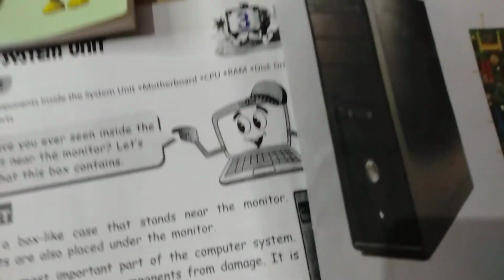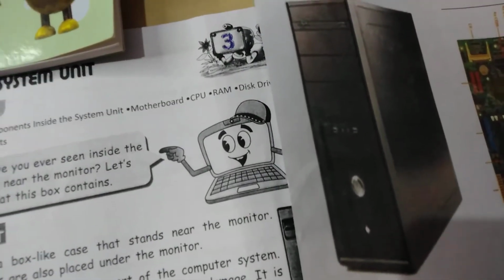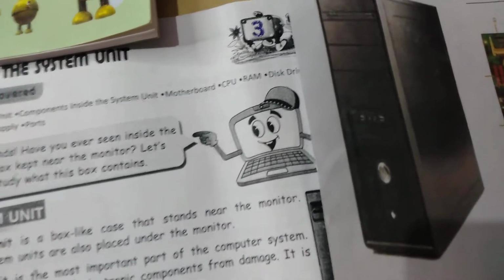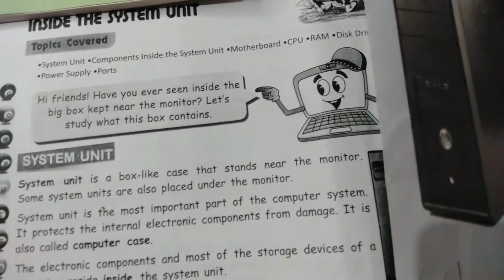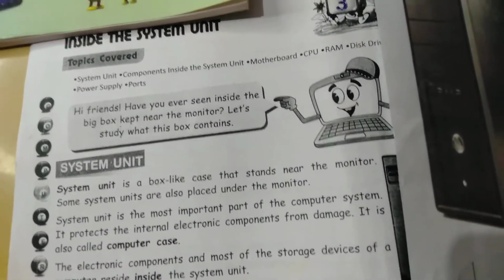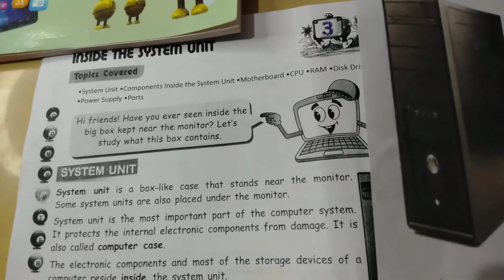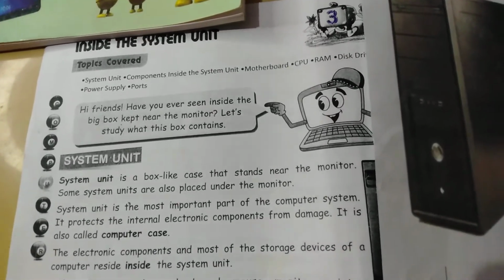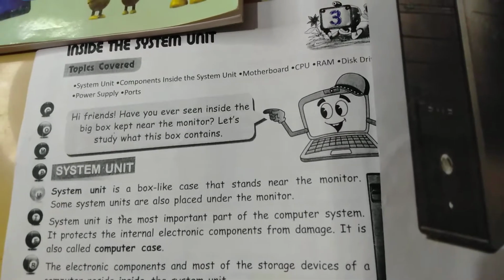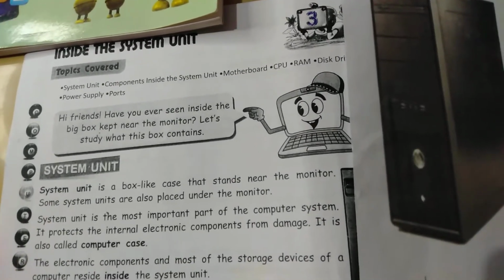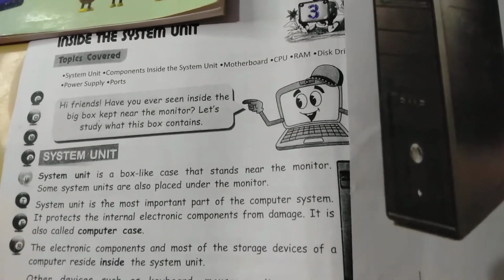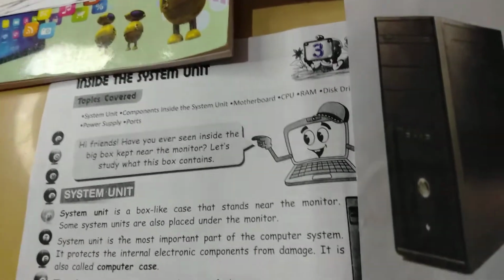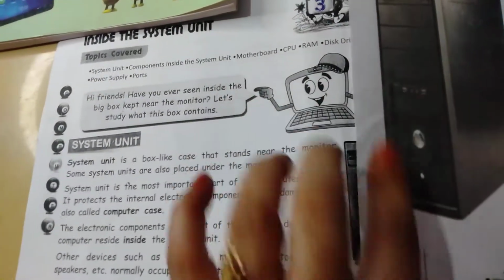The electronic components and most of the storage devices of a computer reside inside the system unit. Other devices such as keyboard, mouse, monitor, printer, speaker, etc. normally occupy space outside the system unit. Understood? This is the system unit.